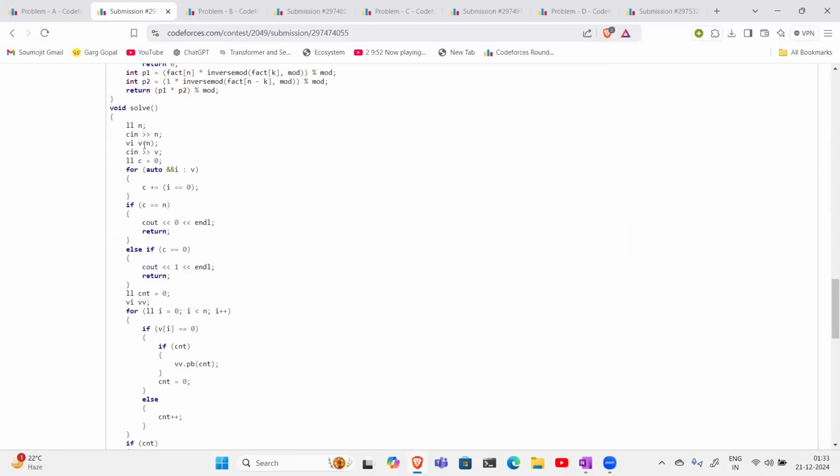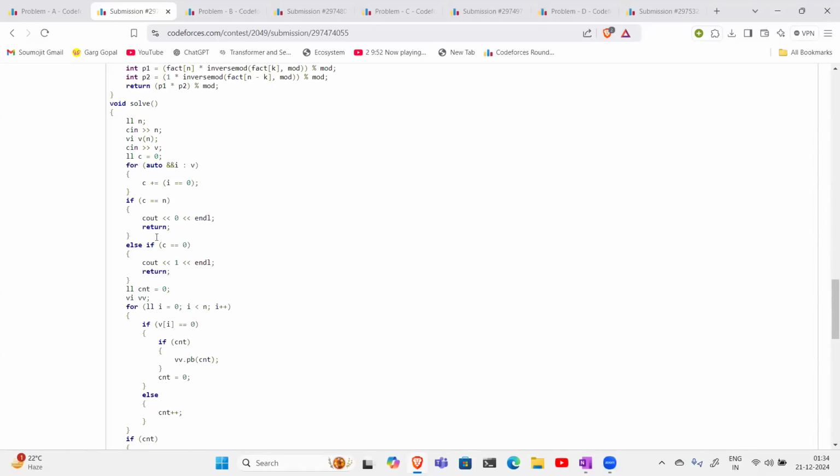After that, I take the vector as input. This C integer basically denotes the number of zeros in the array. So here we count the number of zeros in the array. If C equals n, that means the entire array is composed of zeros only. So in that case, we output 0 because we do not need any operation.